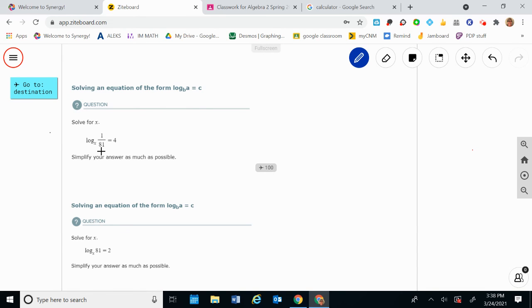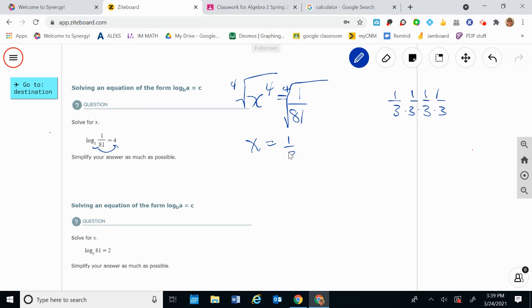Okay, log base x of 1/81 equals 4. So some number to the fourth power equals 1/81. Again, I always like converting it. It just makes it easier because I understand exponentials so much better. So to find x, I would take the fourth root of both sides. The fourth root, what times what times what times what is 81? Well, 3 times 3 is 9, times 3 is 27, times 3 is 81, right? So x is 1/3. And that's the answer.